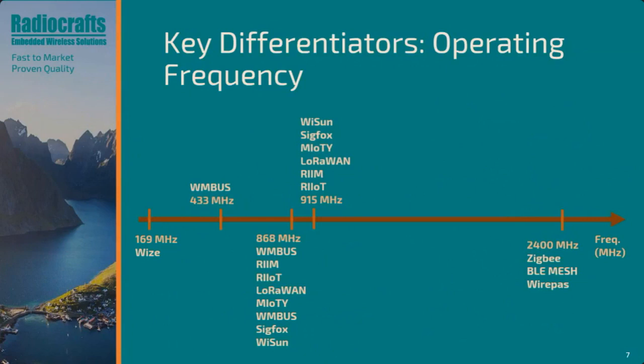915, which is most commonly used maybe in Australia, New Zealand, where you have YSAN, Sigfox, MIOT, and kind of the same. Then on the right-hand side, on the higher frequency range, you have the 2.4 gigahertz solutions, such as Zigbee Mesh, Bluetooth Mesh, and WirePass, and so on.